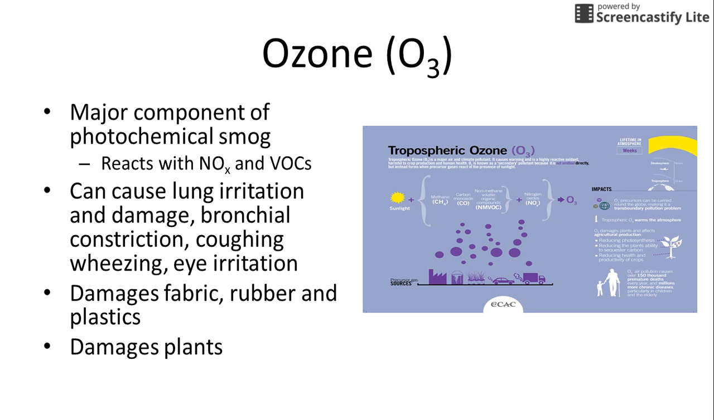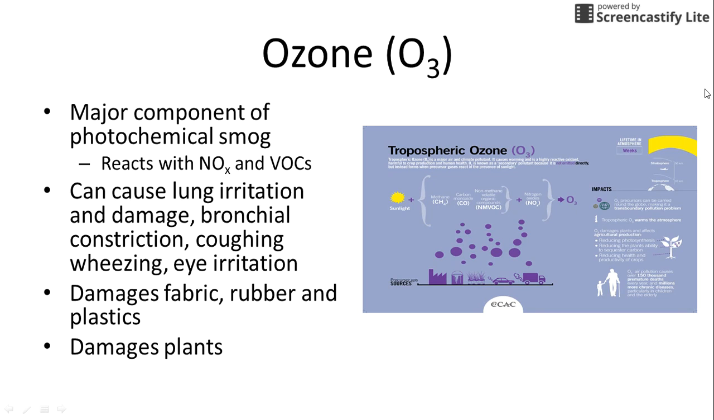But on its own, it can actually cause lung irritation, damage, bronchial constriction, coughing, wheezing, and eye irritation, because it actually affects tissues, your body tissues and plant tissue. So it can cause some damage on its own beyond the photochemical smog aspect of it. And it can damage other goods such as fabric, rubber, and plastics. So really, it's just breaking things down.